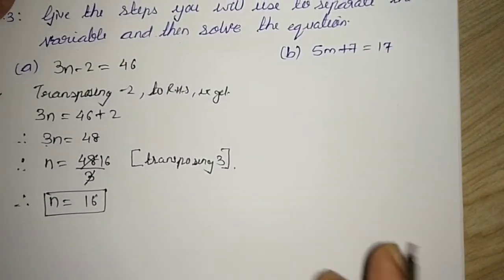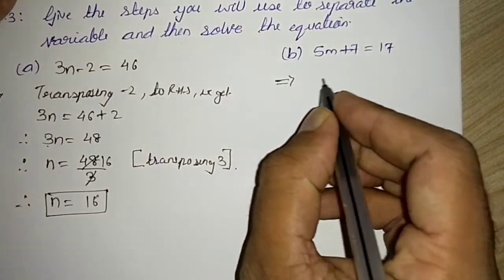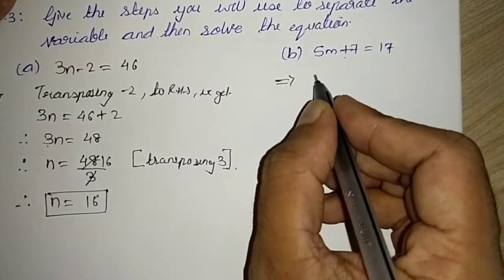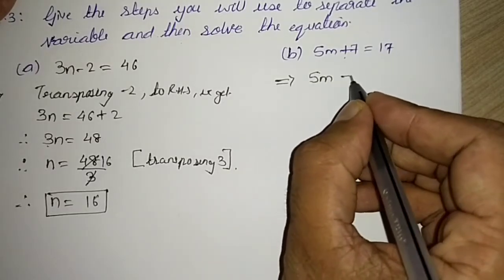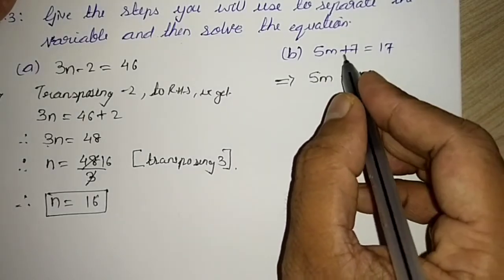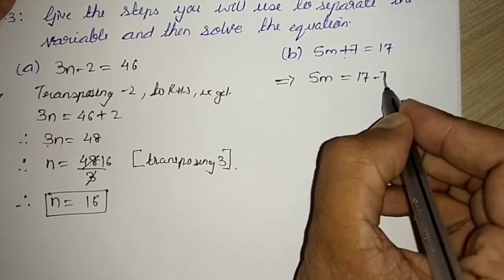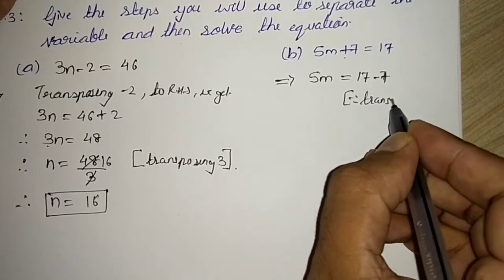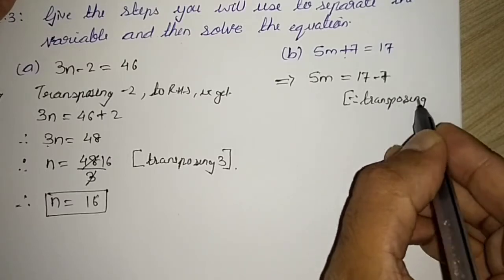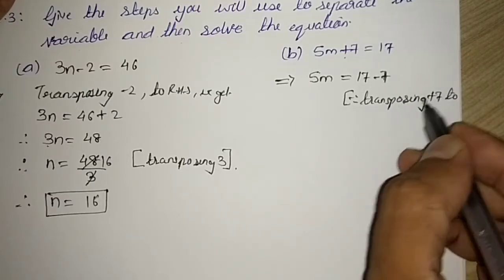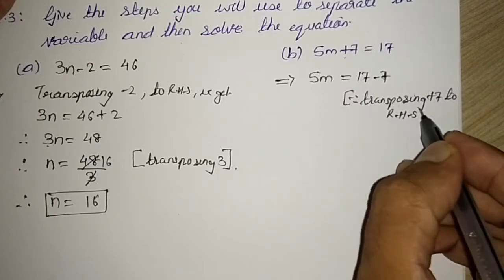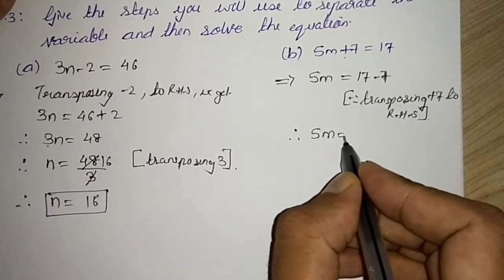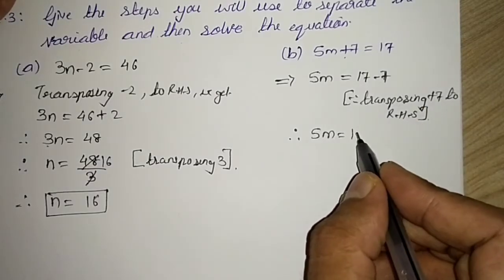Now part B. First step will be transposing plus 7. It will go that side, so it will become 5m is equal to 17 as it is. This will go that side and become minus 7. We will write transposing plus 7 to RHS. Therefore 5m is equal to 17 minus 7 will be 10.